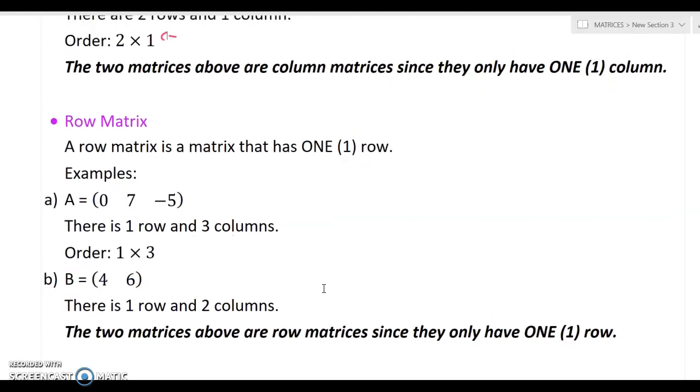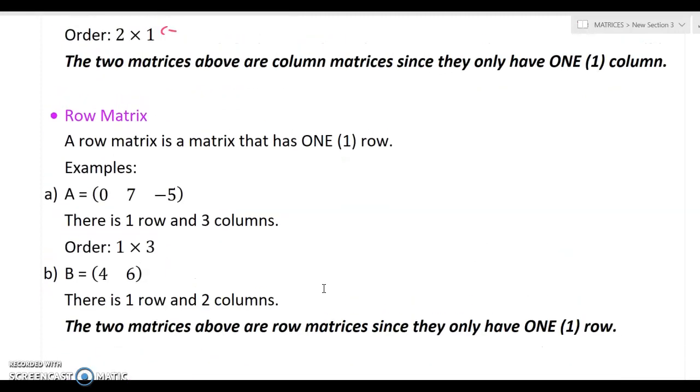A row matrix is just like the column matrix. We deal with a row now, right? A row matrix is a matrix that has only one row. Again, you can have a million columns. Once you have one row, it's a row matrix. So in part A here, matrix A, 0, 7, negative 5, we have one row but 3 columns, right? 1, 2, 3. So the order is 1 by 3. One row, 3 columns, it's a row matrix.